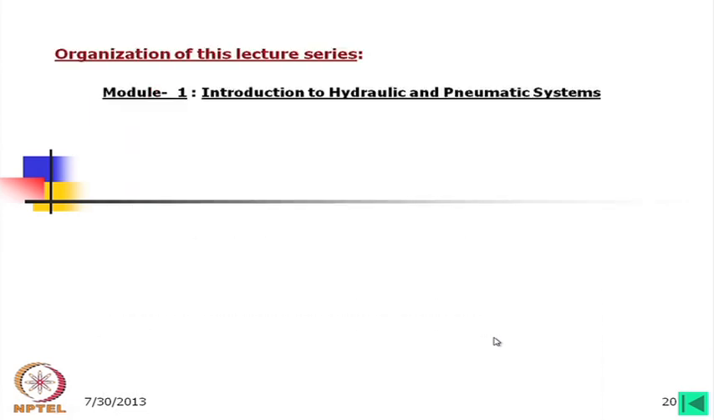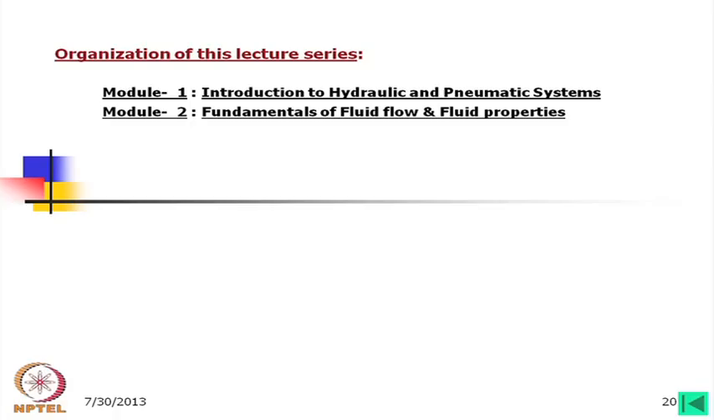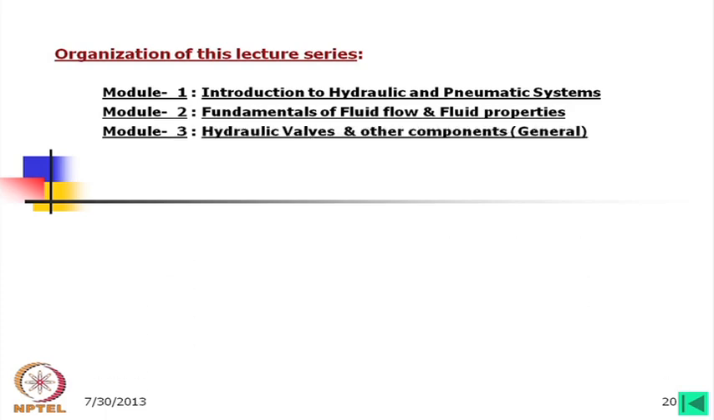Now, organization of this lecture series. So, this was the introductory lecture, the first lecture. Now, module 1 will be introduction to hydraulic and pneumatic systems. There are a few modules, I will describe one after another, and each module has a minimum of 2 to 4 or 5 lectures. Now, our next module will be the fundamentals of fluid flow and fluid properties. Module 3, hydraulic valves and other components. Module 4, electrohydraulic valves.